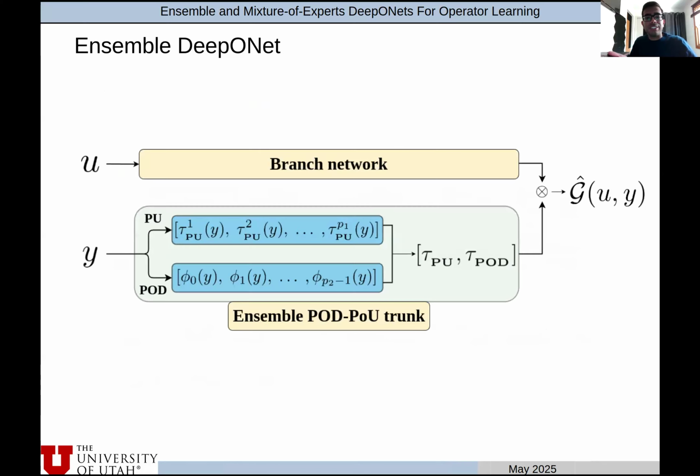And this is what the architecture, for example, would look like for a combination between the partition of unity trunk that we talked about and the POD trunk. So if we have 2 sets of these basis functions, we have a total of P1 plus P2 basis functions that are weighted by the branch neural network.